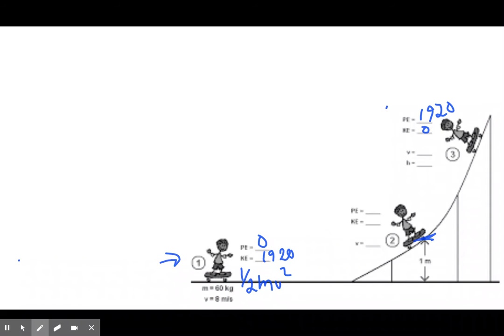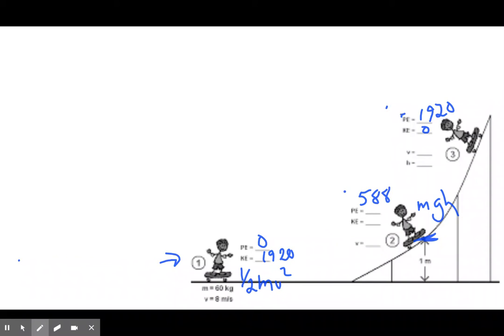Now at this point, he's 1 meter high. So we could do mgh to find his PE. So mass is 60 times 9.8 times the height of 1. So PE is 588 here.